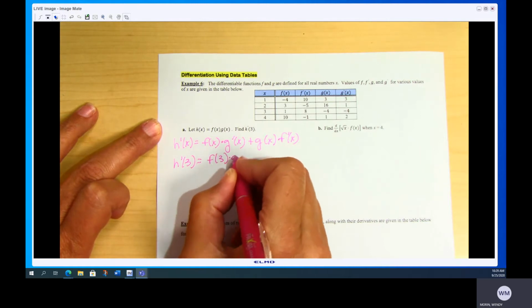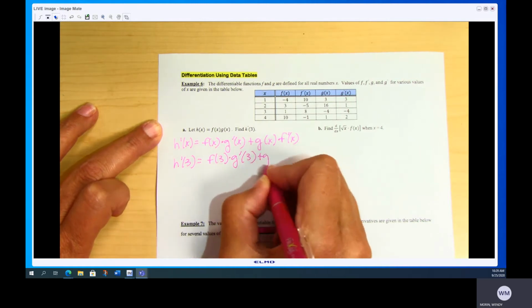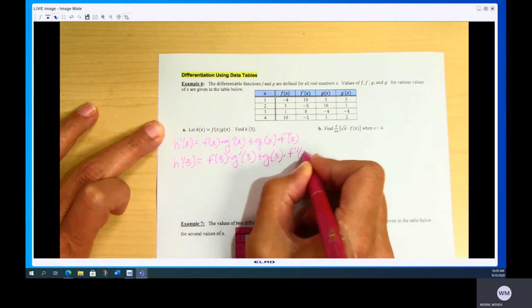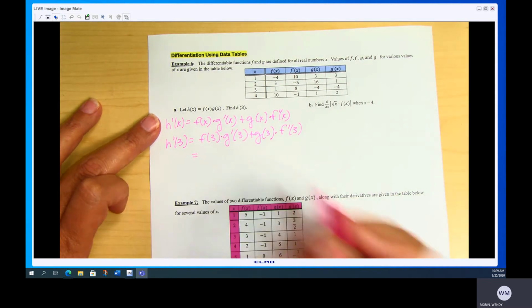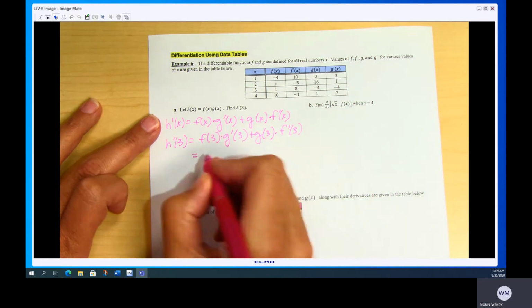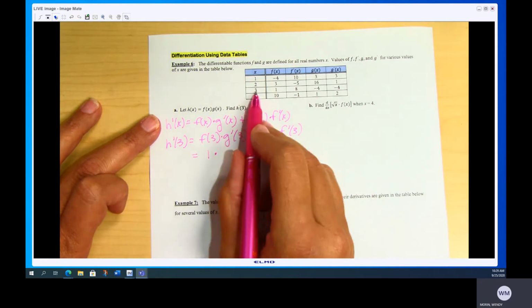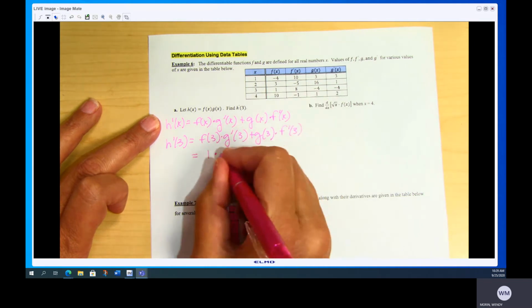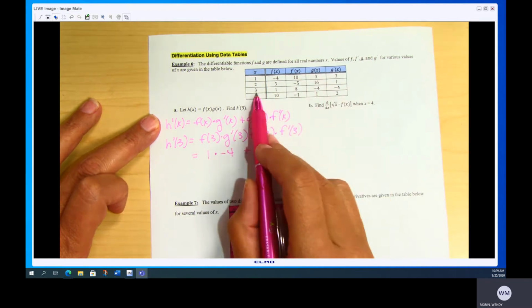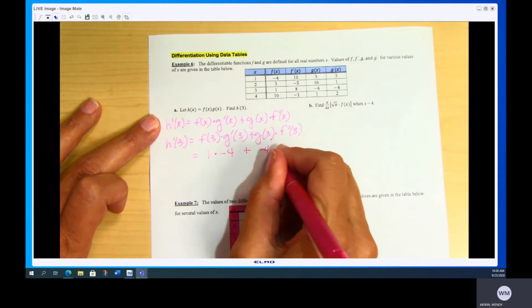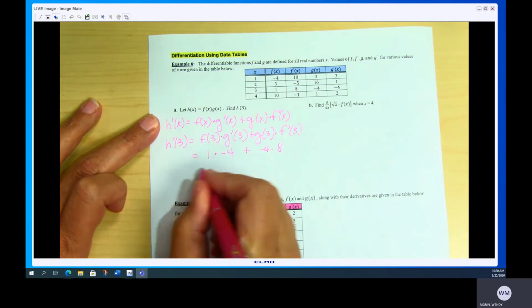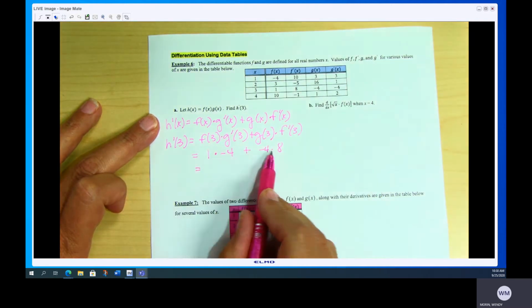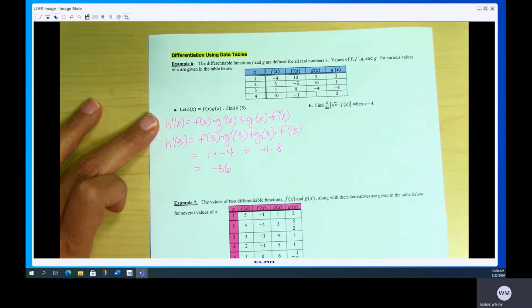F of 3 times g prime of 3 plus g of 3 times f prime of 3. Do you know how to read the table and find those values? F of 3 is 1. G prime of 3 is -4. G of 3 is also -4. And f prime of 3 is 8. So that is a -4 plus -32 for a total of -36.